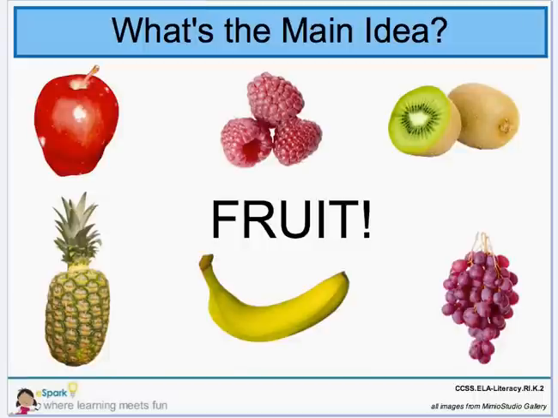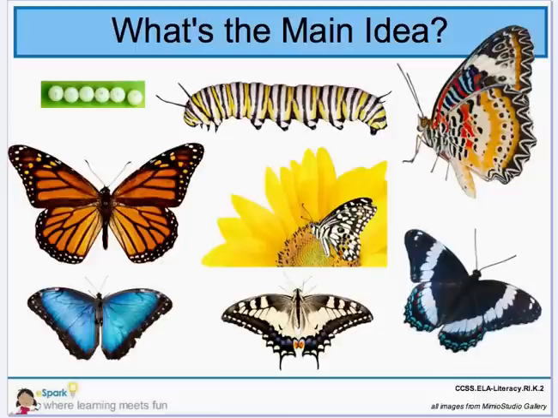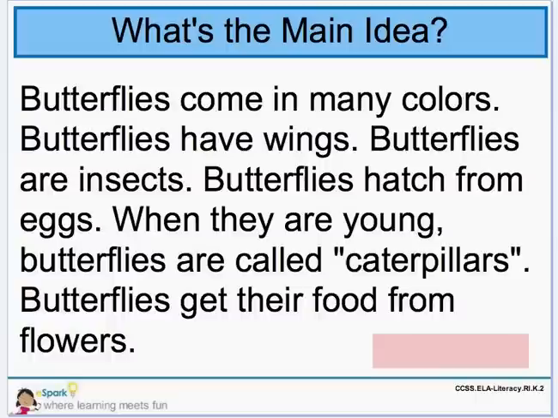Let's take a look at some other pictures. Do you think you can tell me what the main idea is of these pictures, or what these pictures are mostly about? Did you say butterflies? I think that's a pretty good guess. On the next page, I have a passage, so I'm going to read this passage, and I want you to listen while I read it out loud.